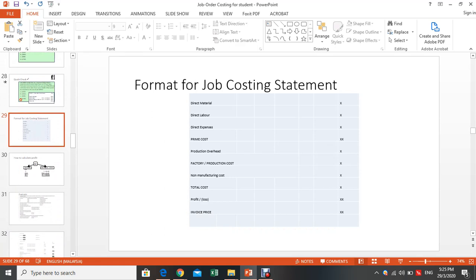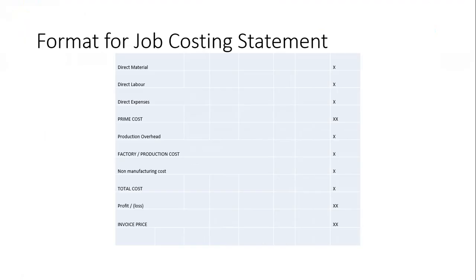Okay, so basically this is the format for the job costing statement. The first element is direct material. The second element is direct labor, and the third is direct expenses. Direct material plus direct labor plus direct expenses gives us the prime cost. In direct material, you need to show in detail in the first column the quantity times the price, then we get the cost of the material.